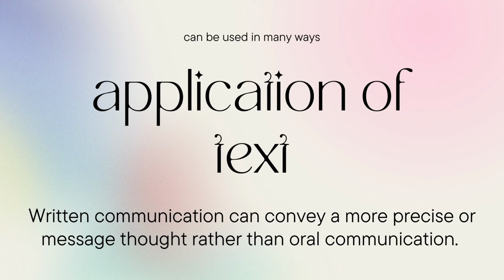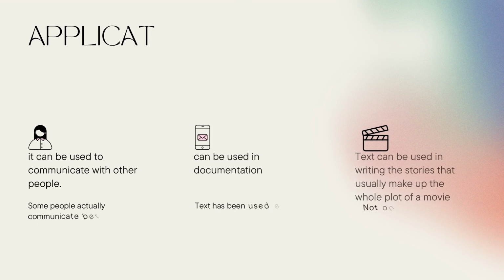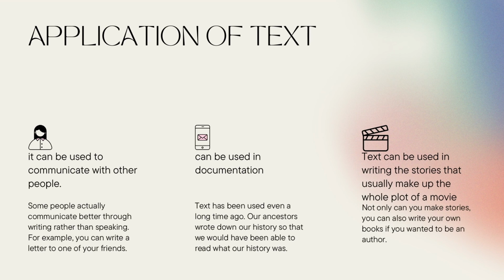Application of text. Written communication can convey a more precise message or thought rather than oral communication. It can also be used to communicate with other people. Some people actually communicate better through writing rather than speaking. For example, you can write a letter to one of your friends. It can also be used in documentation.